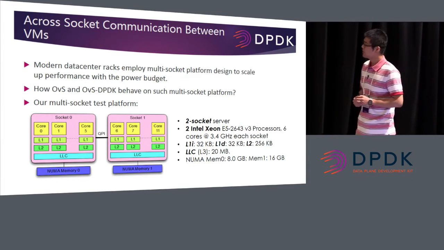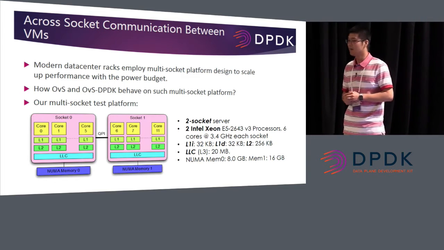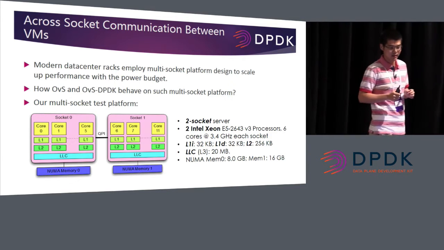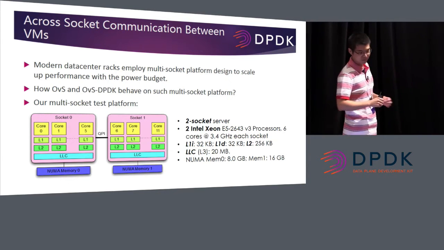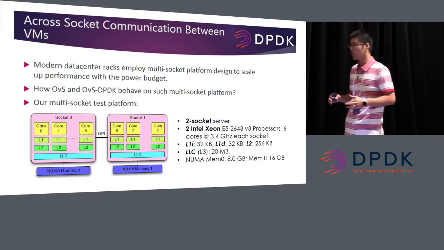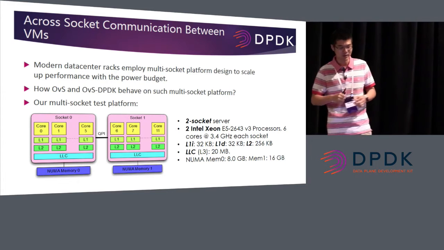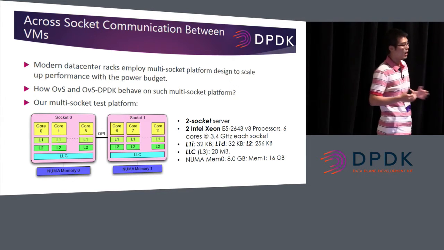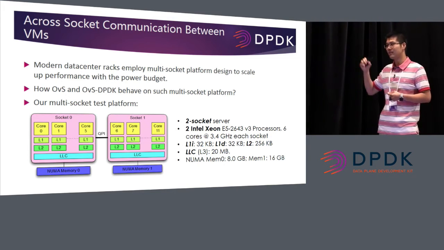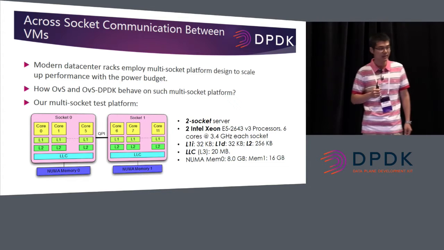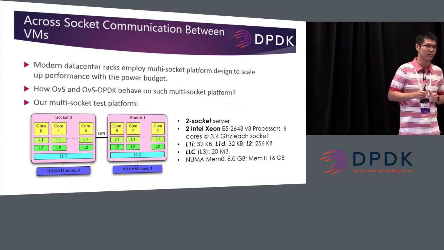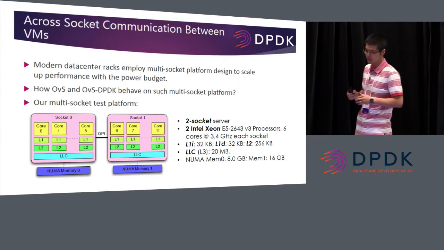And later on, we figured out that cross-socket communication might be very interesting, because modern data centers employ many-socket platforms, which is used to design for scalability within the power budget. So the question is, how do the vanilla OVS and the OVS DPDK behave on such a multi-socket platform? Okay, this might be a very interesting topic.